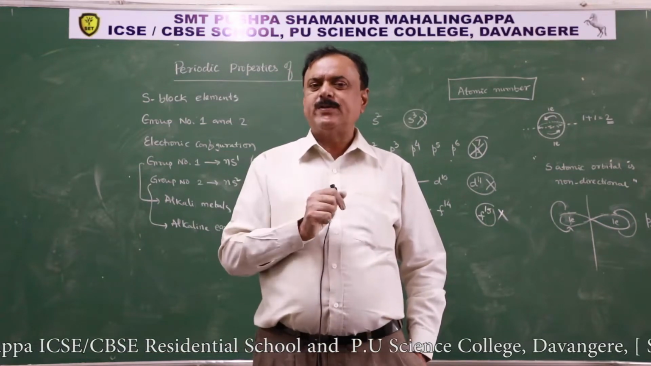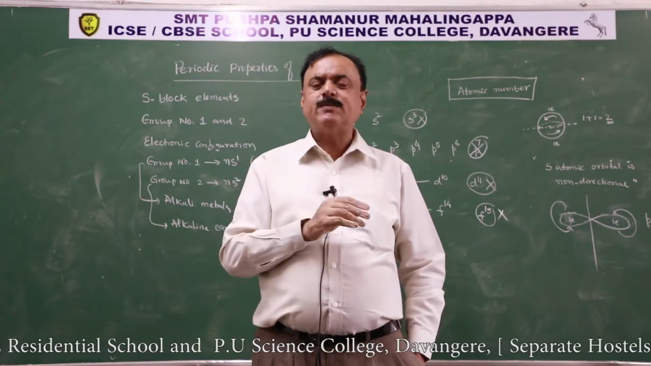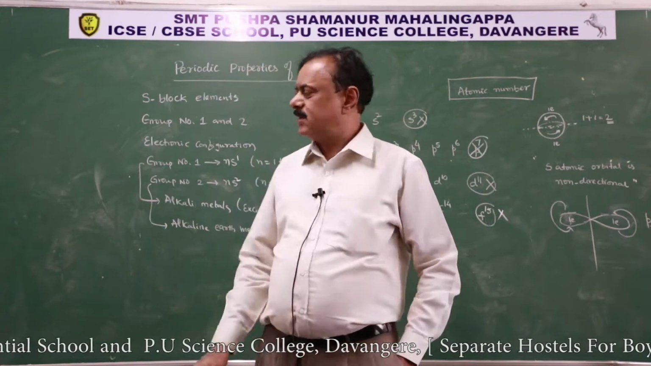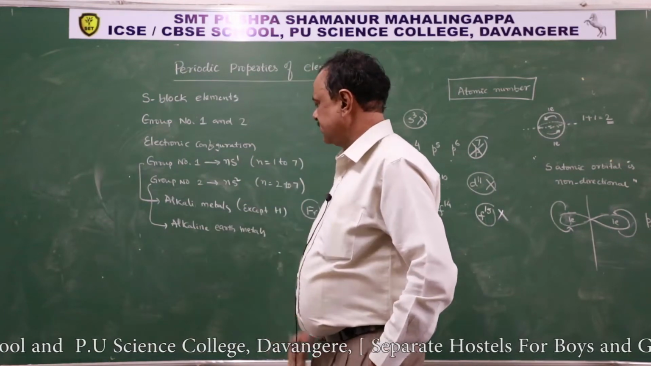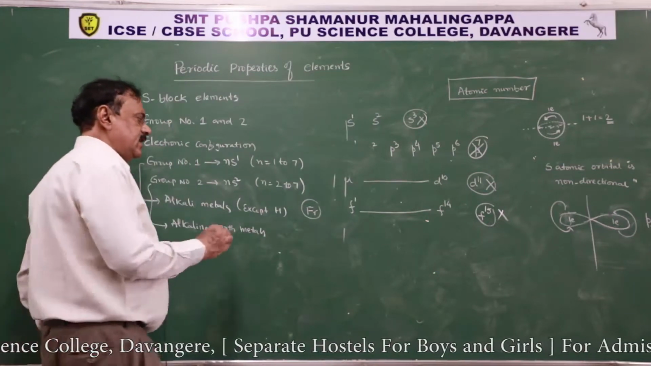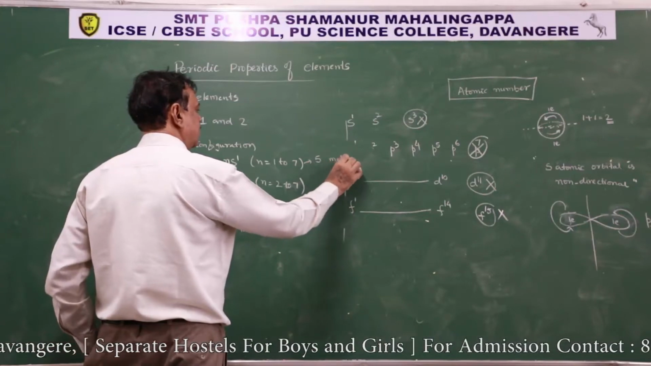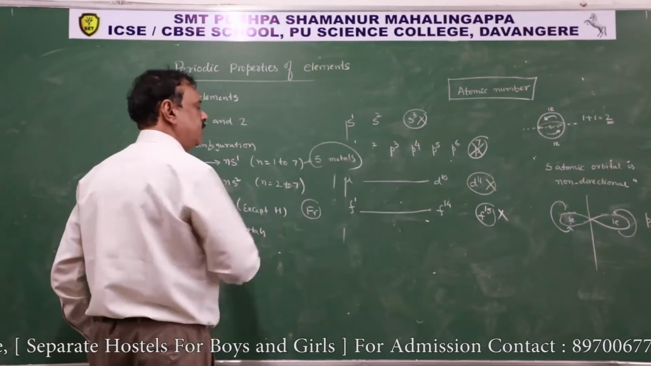Therefore, the middle 5 elements are lithium, sodium, potassium, rubidium, cesium. These elements are called alkali metals. How many alkali metals are there? 5 metals are there.